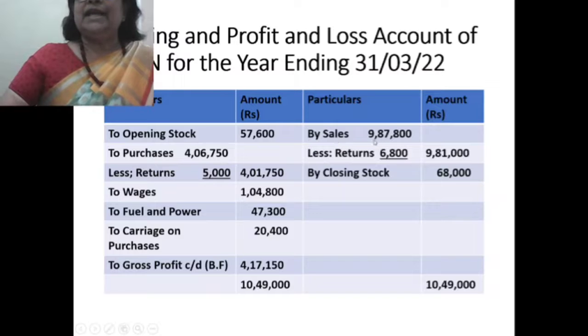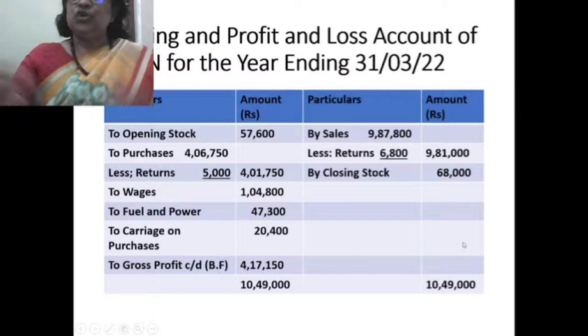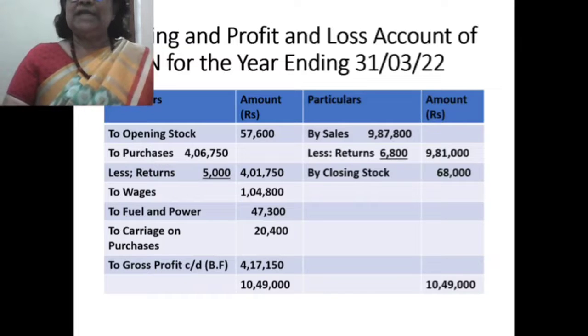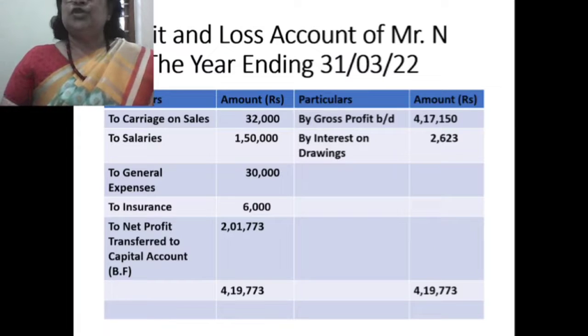By sales 9,87,800, less returns 6,800, so outer column 9,81,000. By closing stock 68,000. The total of the trading account, credit side is higher, 10,49,000. We'll write the same total on both sides and balance it. So you're getting gross profit as the balancing figure, 4,17,150.